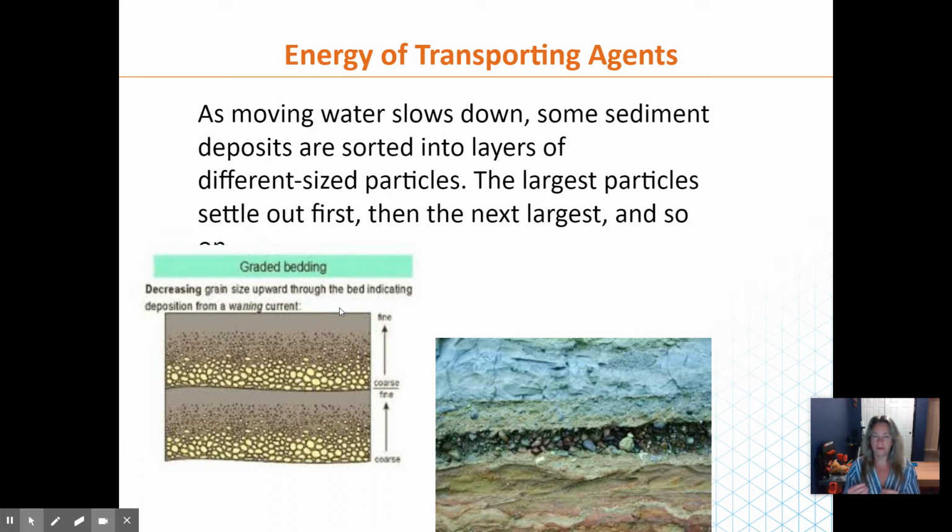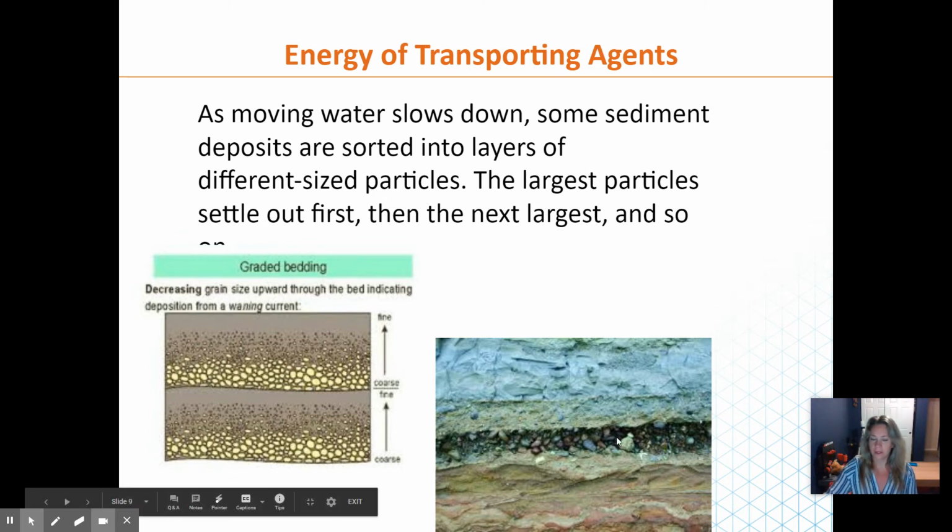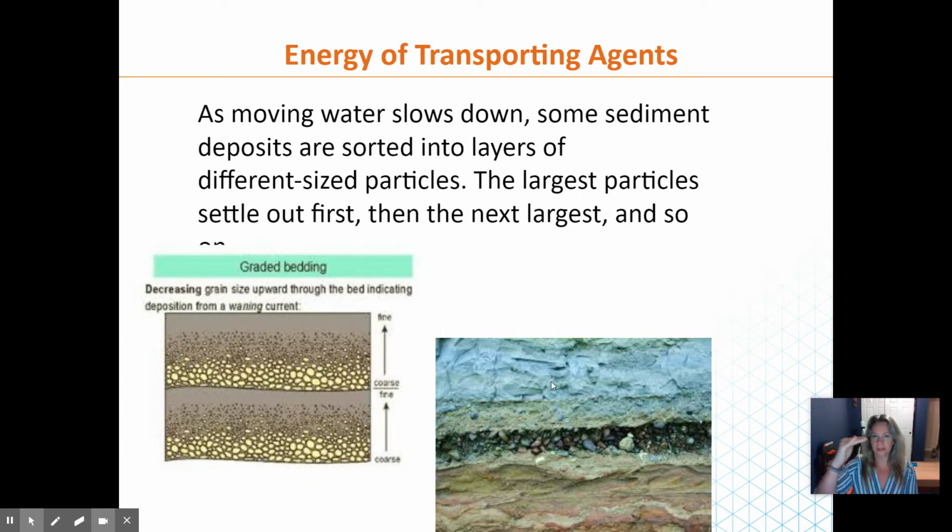So if it's going really slow, it's only going to carry very fine grained particles. If it's traveling really fast, then it's going to be carrying heavier things. So if we look at this picture, this is called graded bedding. Graded means that it's sorted by different size. And so you can see this is the heavier stuff. So the water was flowing very fast when it carried this. And then you get finer and finer grains as it goes slower, the finer and finer things settle out.